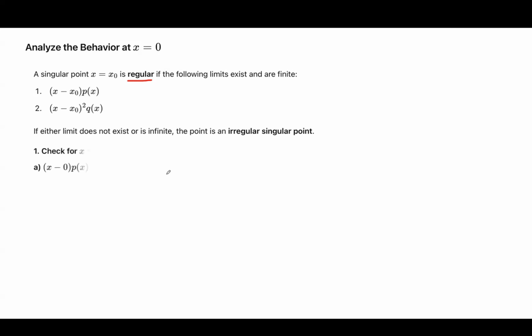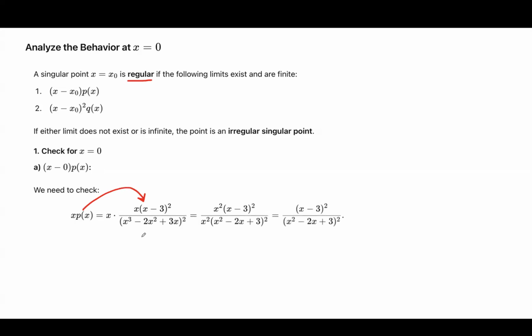Let's take a look. If I multiply x by p of x, I end up with p of x, which is x times (x minus 3) to the power 2 divided by (x cubed minus 2x squared plus 3x) to the power 2. Basically, you can get rid of x squared and x squared, and then the limit can be calculated by doing substitution. The limit is nothing but 1. So basically, the limit exists when x goes to 0. Now we need to check the limit of (x minus x sub 0) to the power 2 times q of x.